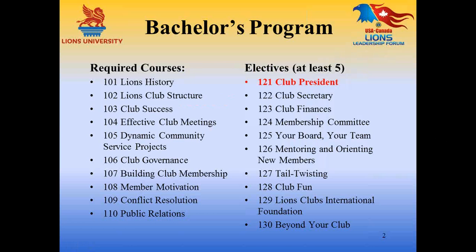The bachelor's program is really built around helping us succeed in our Lions clubs. And in order to complete the bachelor's program, there are 10 required courses, which you can see on the left side of the screen. And then we ask participants to complete at least 5 electives. So today's course number 121 for Club President is one of those electives that will fulfill that requirement.